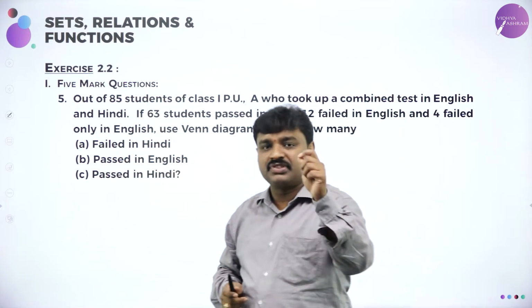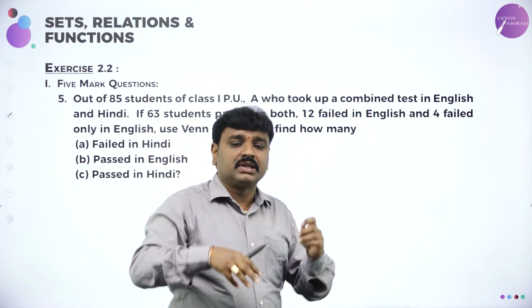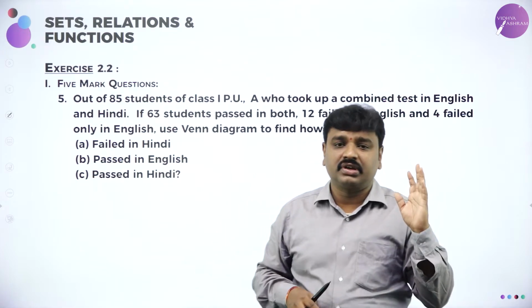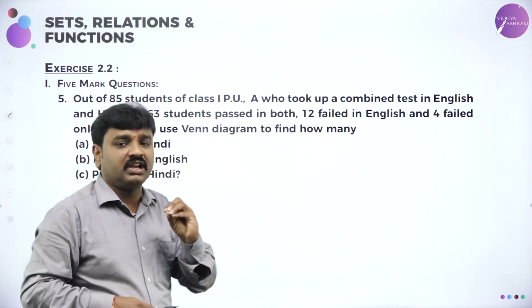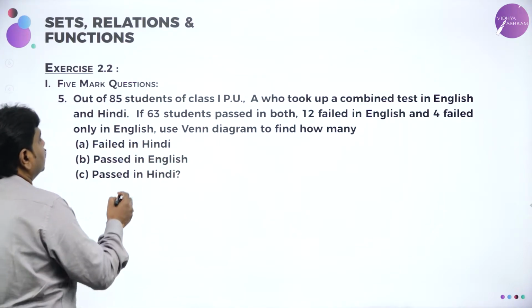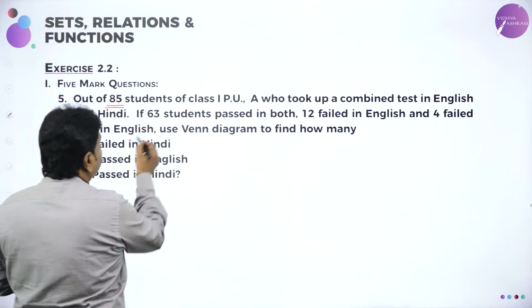So, that is why my best suggestion for you is, when they give two cases, passed and failed, the best and simple technique is to convert it into any one. Now, I will do the Venn diagram only for failed. First, we will see what is given. How many students are there in total? 85 students are there.